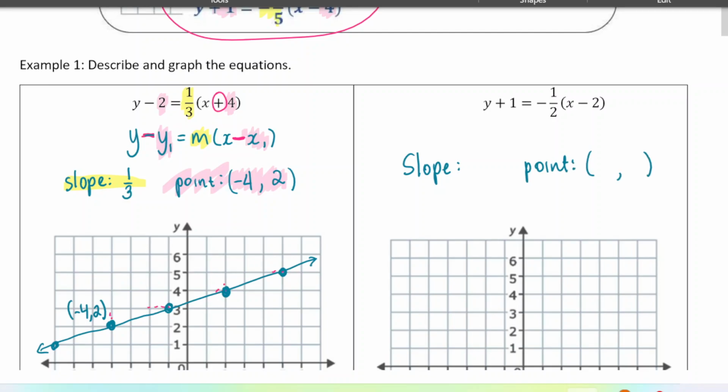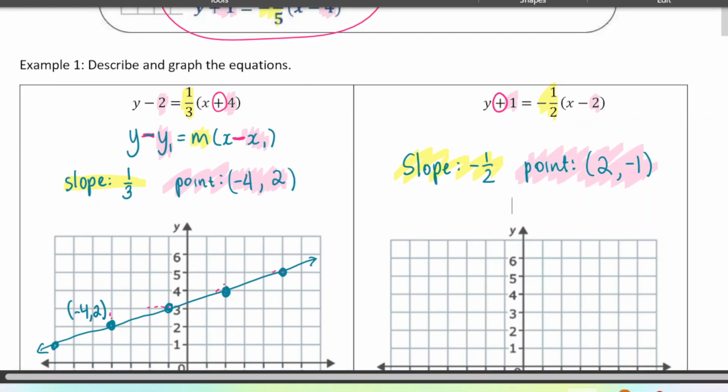Okay, so the slope is going to be this number here, -1/2. And the point is going to be 2 for the x-coordinate and -1 for the y-coordinate. Reminder that there should be negative signs here. Because this sign is a positive, that means the y-coordinate actually would have been -1 to cancel with that negative sign. Okay, so there's my point.